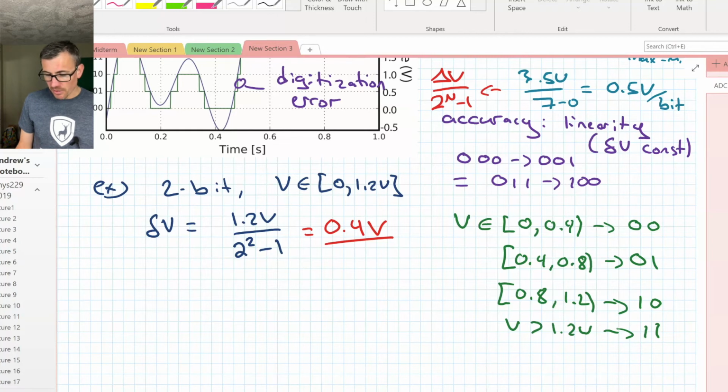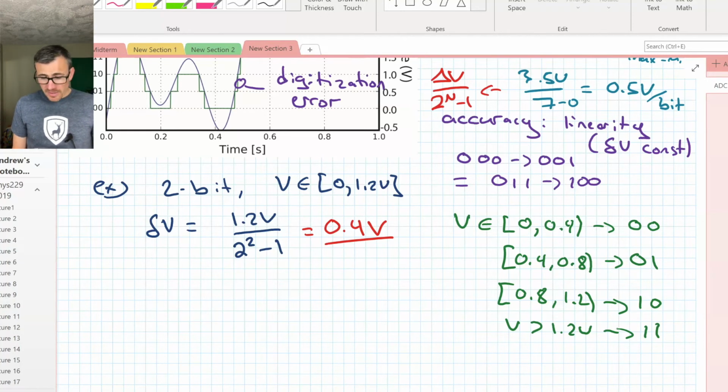But the key point is the step size. What is a step size? You have to be careful to read the spec sheet of your ADC whenever you're buying it, to find out what the designers mean when they say, I have a 1.2 volt V reference ADC.